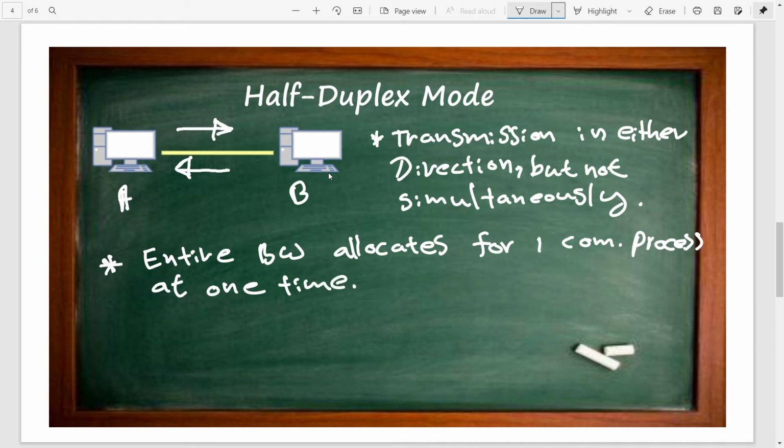Examples of half-duplex mode communications. The major example is, you know, the walkie-talkie.